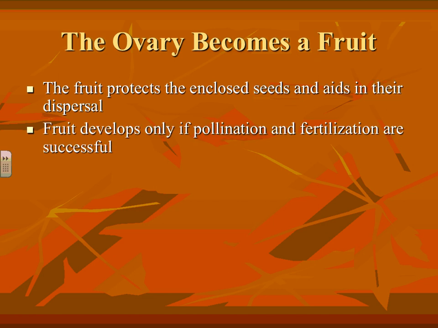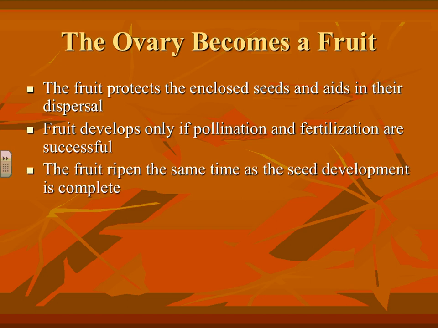The fruit develops only if pollination and fertilization are successful. So it's possible for the pollen to be transferred to the stigma of the flower, but it might not actually make it to the egg and fertilize it. But if there's an apple on a tree, it means that both of those processes have taken place.